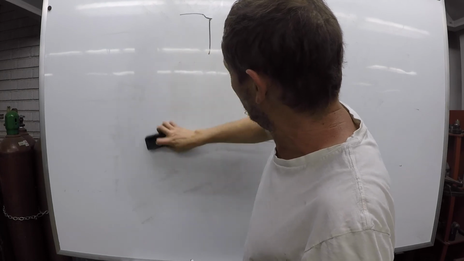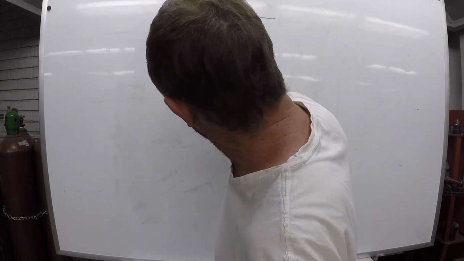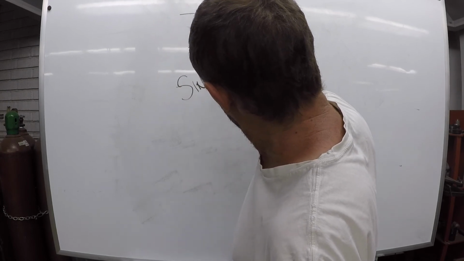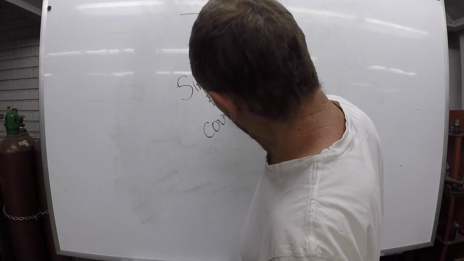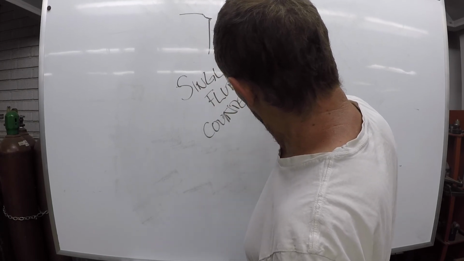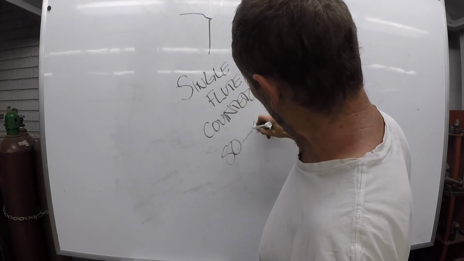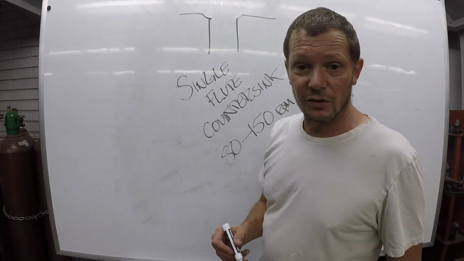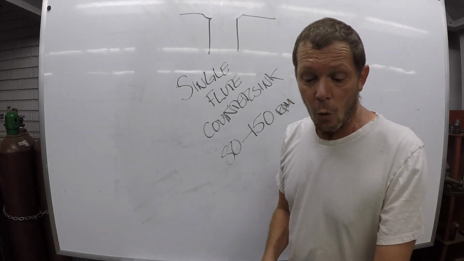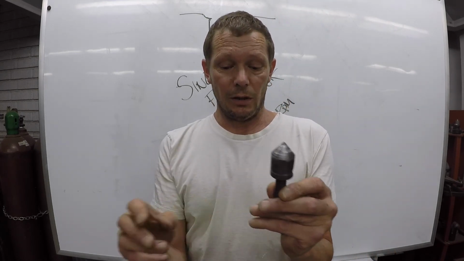So a single flute countersink at, I don't know, 80 to 150 RPM, you're going to end up with a nice clean hole. Okay, we're going to talk about this angle and more detail about countersinks in the future when we discuss hardware.